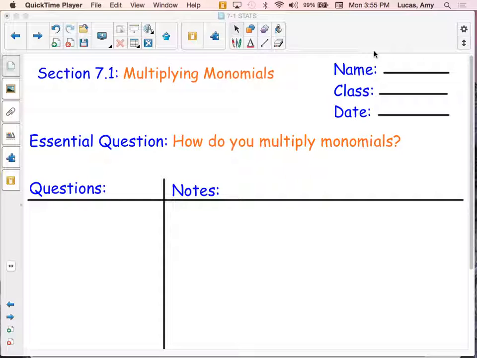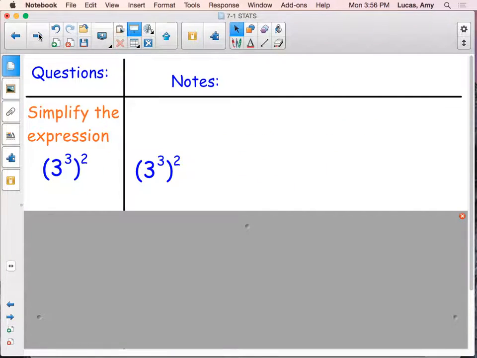Lesson 7-1, Multiplying Monomials, Day 2. Our essential question is, how do you multiply monomials? We learned three properties in the previous lesson, 7-1, Day 1, and we're going to use those three properties again today, so you don't have any new vocabulary words. So we're going to go right into some examples.